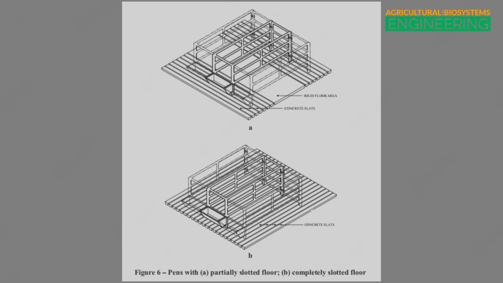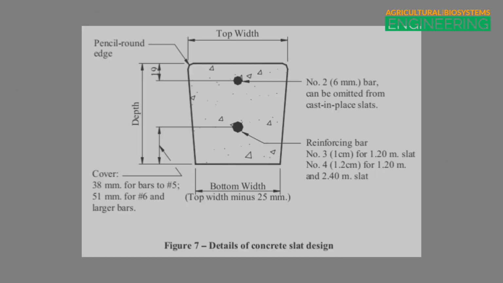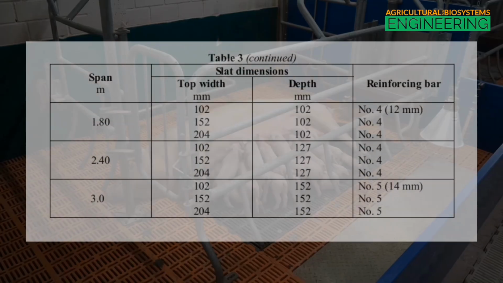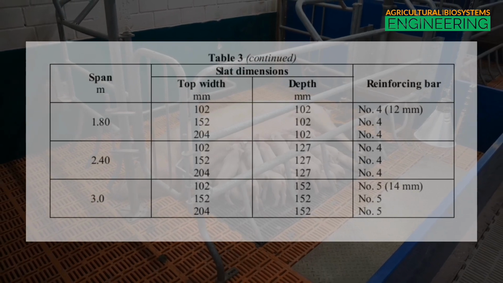Concrete slats shall be used preferably for swine over 30 kilograms, including gestating sows. The top finish shall be smooth wood float finish and slat top edges shall be rounded. Refer to Table 3 and Figure 7 for the recommended specification and design of concrete slat.